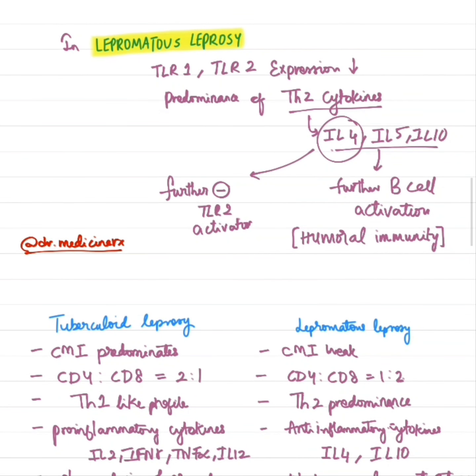Whereas in lepromatous leprosy, there is reduced expression of TLR1 and TLR2. Therefore, there is going to be predominance of Th2 cytokines, and these cytokines are IL-4, IL-5 and IL-10. These cytokines further cause B cell activation, which is humoral immunity, that is production of antibodies, and IL-4 further inhibits the TLR2 activation. Thereby, there is no Th1 type of response seen.